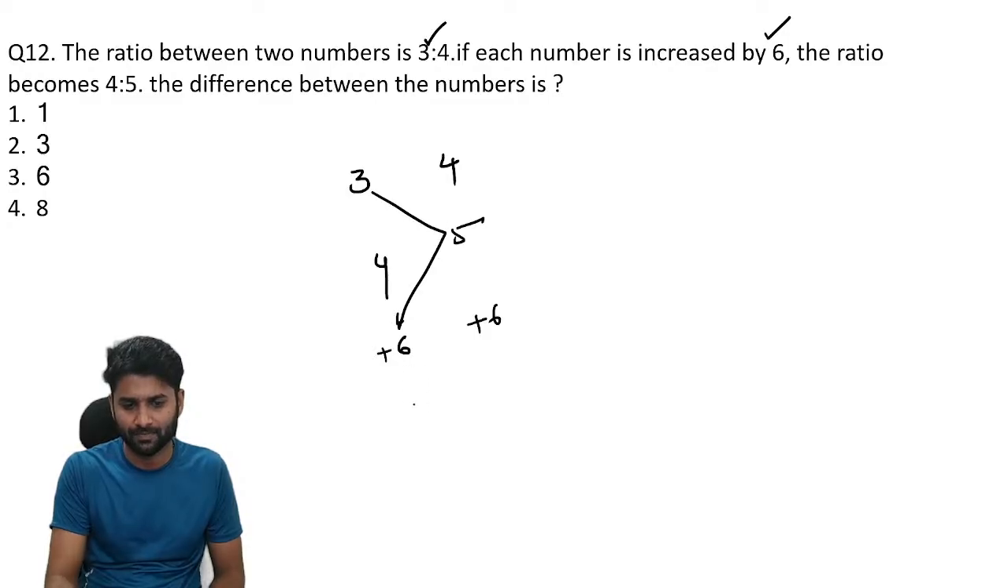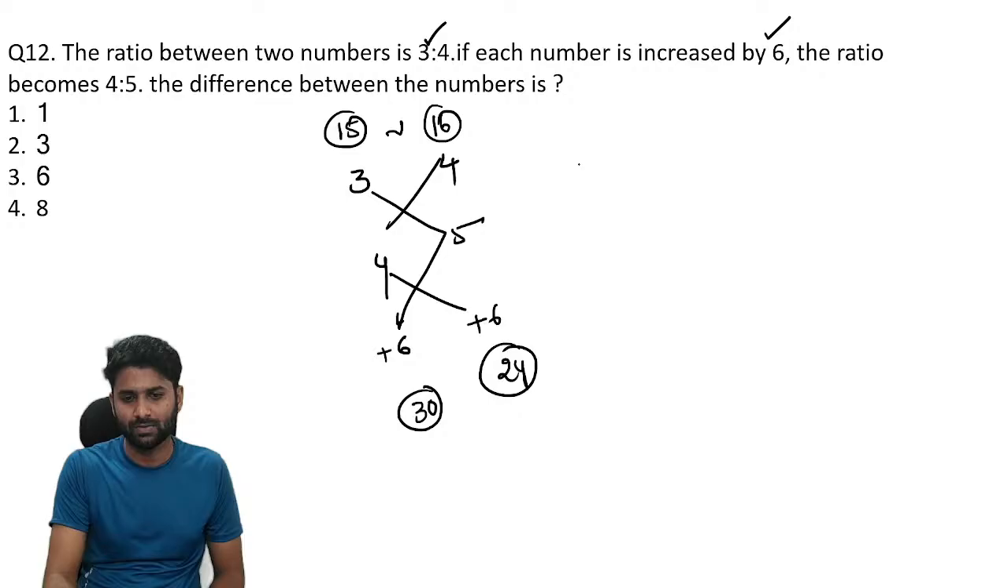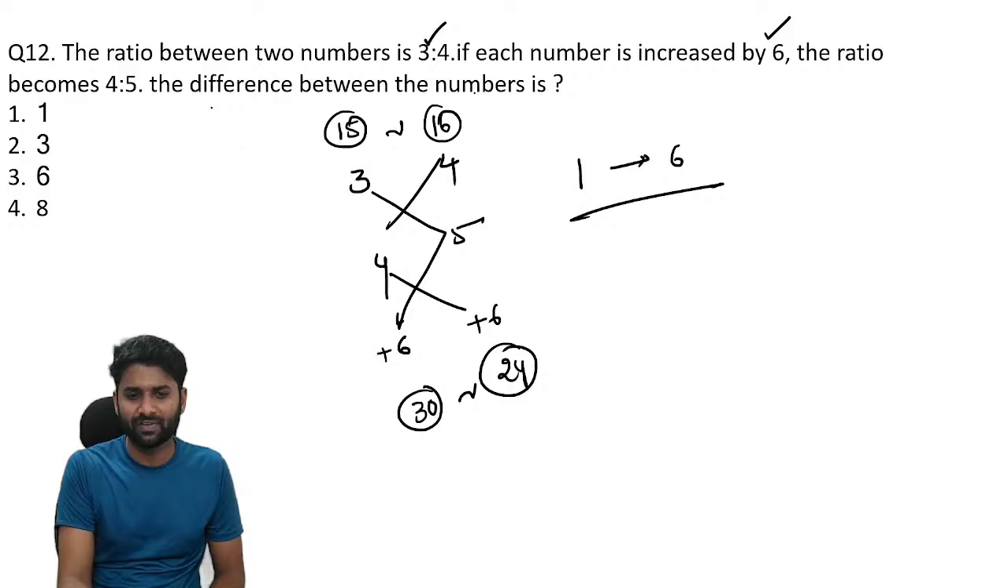Cross multiply them. 15 units, 16 units, 12 units, 15 units... Now the difference is 1 unit. Here the difference is 6. 1 unit is 6. Then what is the difference between the numbers?